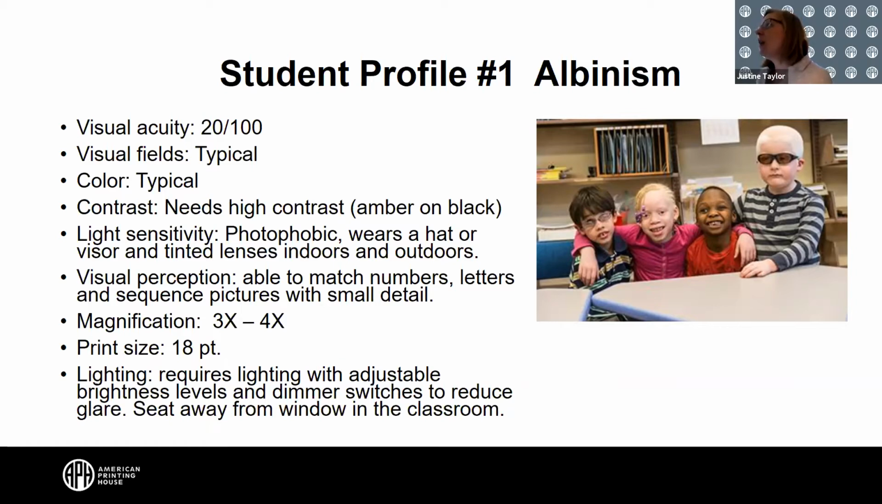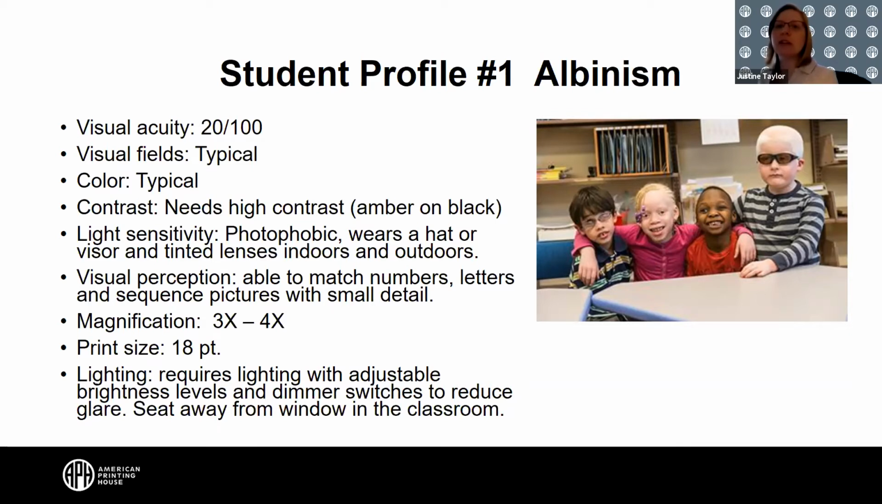They can have photophobia, which is extreme sensitivity to light, nystagmus, and strabismus, which is the abnormal alignment of one or both eyes. So that's just a little bit about albinism, and you may determine that their visual acuity was 20/100. You evaluated their visual fields and found them to be typical. Their color vision is typical, and they need high contrast.